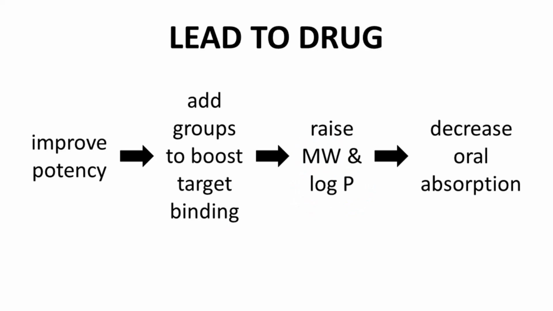You might notice a problem. Increasing molecular weight and lipophilicity may help potency, but oral absorption may drop such that the drug is no longer sufficiently orally available. How can we minimize the chance that we will overshoot molecular weight or lipophilicity during lead optimization?